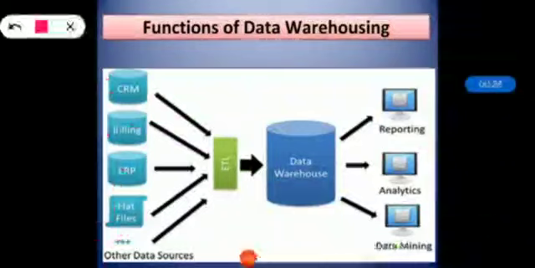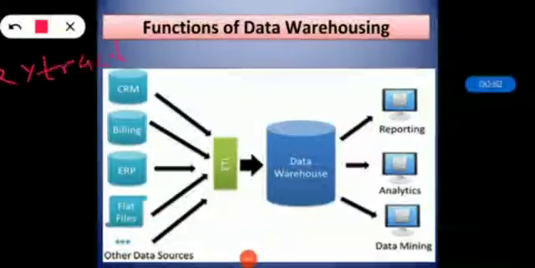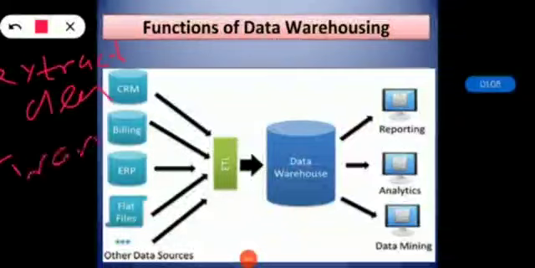So starting with the first, that is the data extraction. We can see in the diagram, this is all about the functioning of data warehousing. So in that, the first one is extraction. In extraction, it involves gathering the data from multiple heterogeneous sources. Then the next function is cleaning. In that, it involves finding and correcting the errors in data. Then the data transformation is there, which involves converting the data from legacy format to the warehouse format.